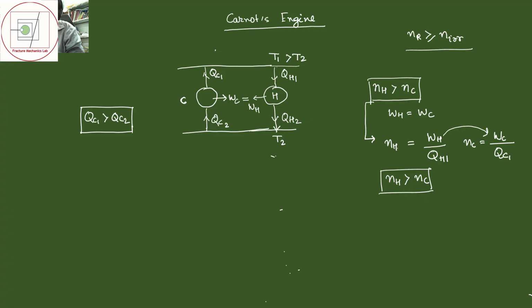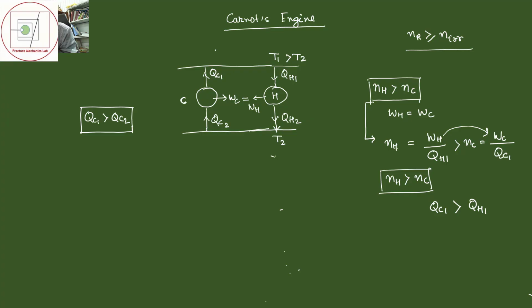So in that case, what will happen? This is greater than that, and because this is equal to that, right? So what will happen then? So we'll have QC1 will be greater than QH1, right? Isn't it? So QC1 into WH will be greater than QH1, or can we come to this conclusion by itself?